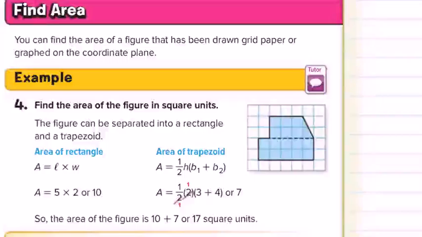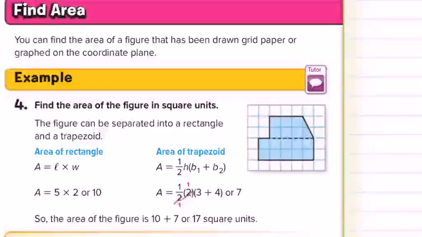This figure, as you can see, it was a weird figure before, but we can see that it can be separated into a rectangle and a trapezoid by drawing the dotted line that you see here. So, you can find the area of your rectangle and the area of your trapezoid, which you know how to do with your formulas, and then add them together.